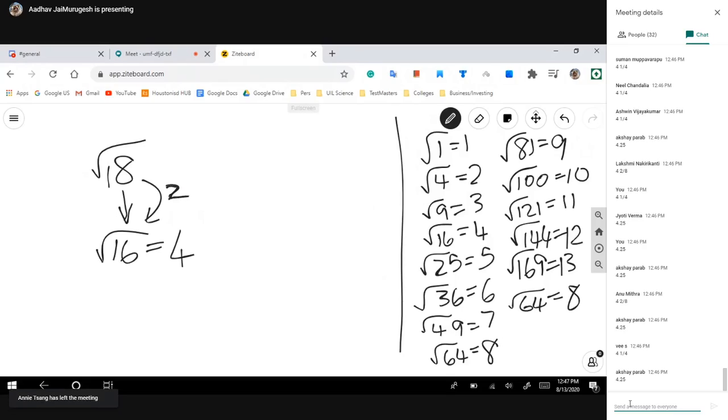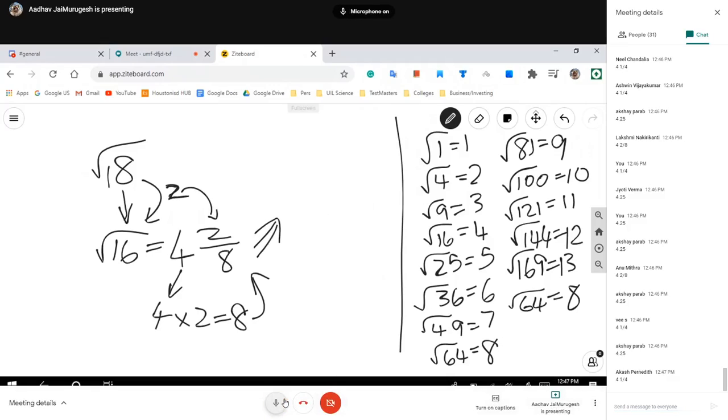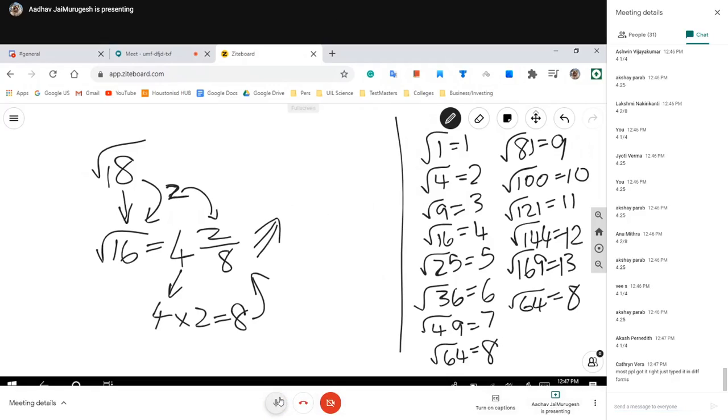And so 2, that is of course going to be our denominator. Then we take this whole number answer and multiply it by 2. If we multiply that by 2, we get an answer of 8. And that is our answer. Our answer to the question, square root of 18, is going to be 4,114.